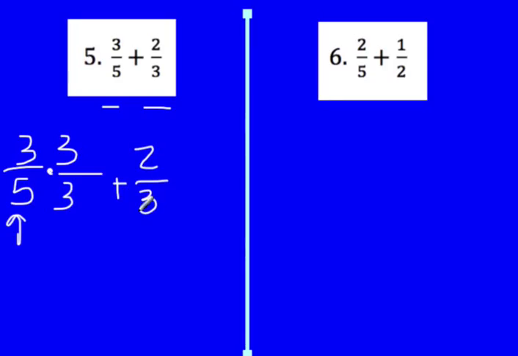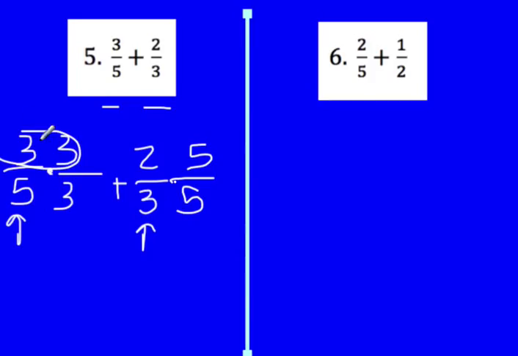And then I need to ask myself, okay, what do I need to multiply 3 by to get to 15? And the answer is 5. So I'm going to multiply by 5 over 5. So let's go ahead and simplify that out. When you're multiplying fractions, you multiply across the top and across the bottom.